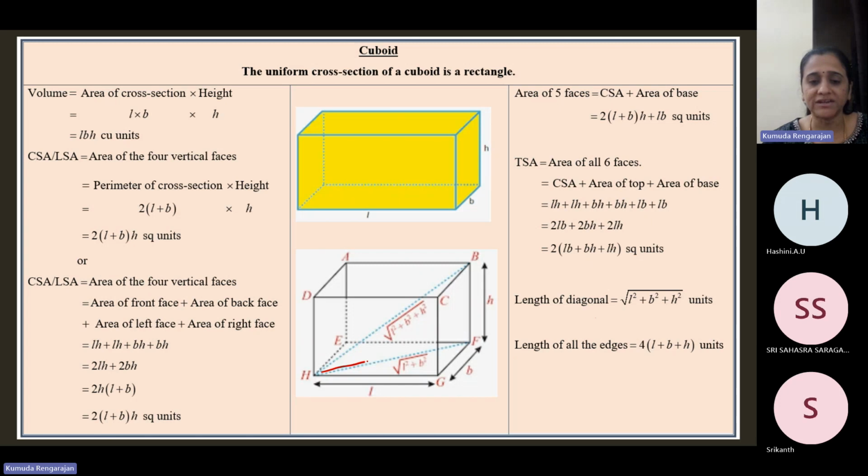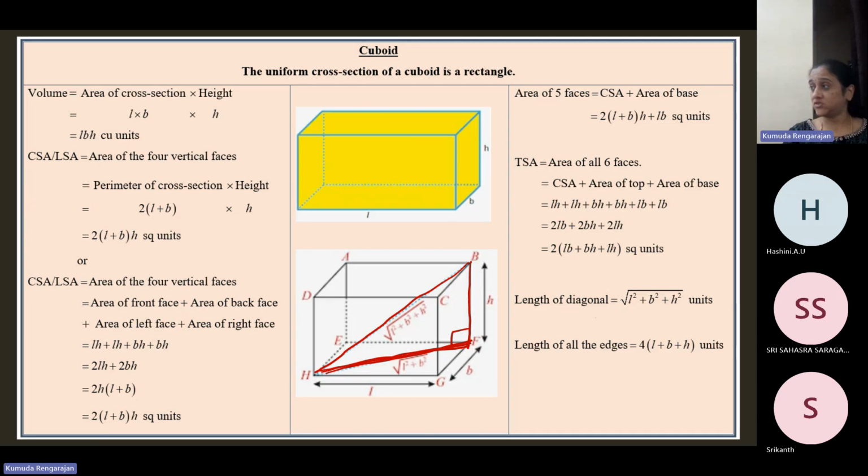This is the diagonal of the rectangle, which is given by the formula square root of L square plus B square. And this is the height of the cuboid. When you apply Pythagoras theorem, you will get square root of L square plus B square plus H square as the length of the diagonal of the cuboid. That's the length of the diagonal.